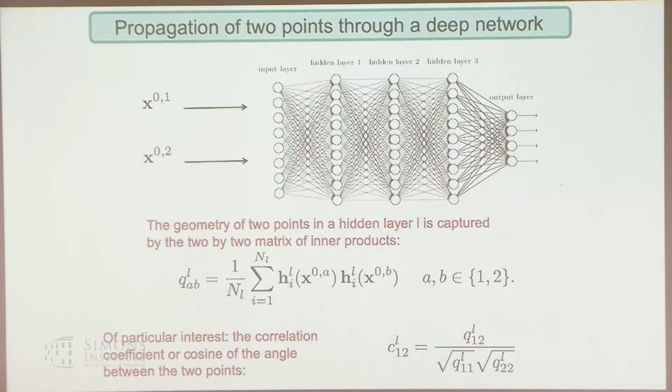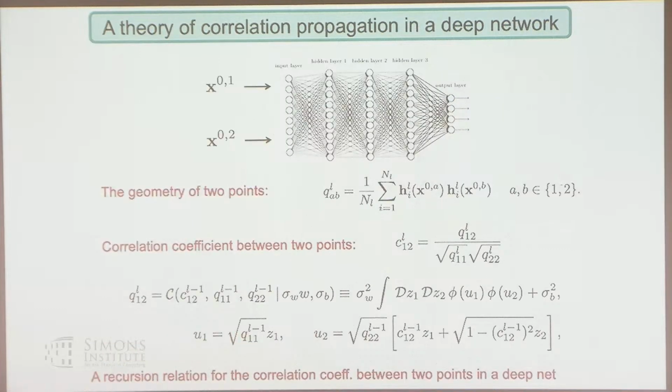All right, now more interestingly, let's think about the geometry of 2 points as they go through the network. The geometry of 2 points can be characterized by a 2x2 matrix of inner products. The diagonal elements are the length or the norm, and we've covered that already. So we're interested in the off-diagonal element, normalized by the norms. This is the cosine angle between the 2 points, essentially. And so how does the cosine angle between 2 points change as it propagates through the network? We can also write down a recursion relation for that.